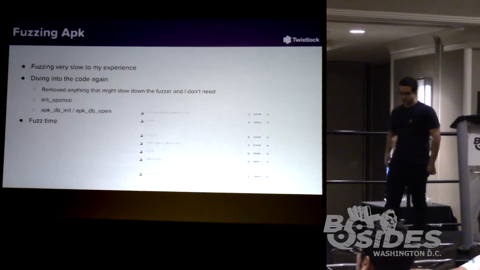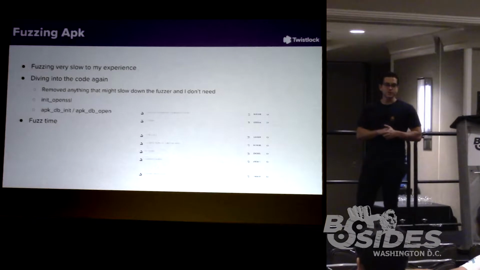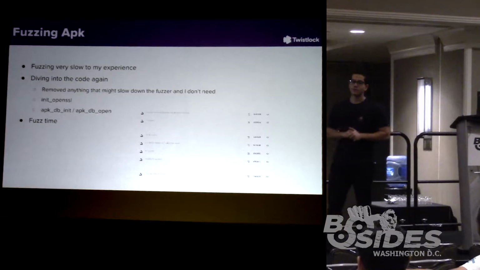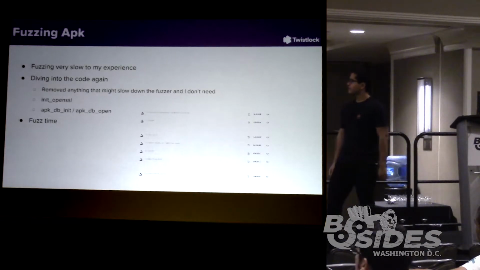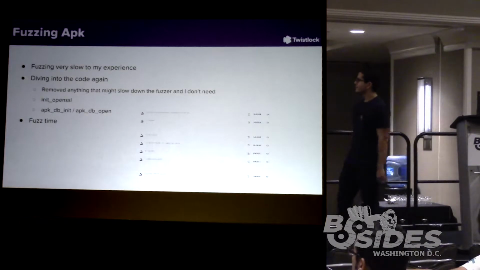But the fuzzing was still very slow. APK gives you the speed that it takes for every execution. And it was like a few tens of seconds, which is way too much for a fuzzer. You want it to be milliseconds to actually make real results with it. So I had to find what's the bottleneck, what's making it very slow, and kill that.